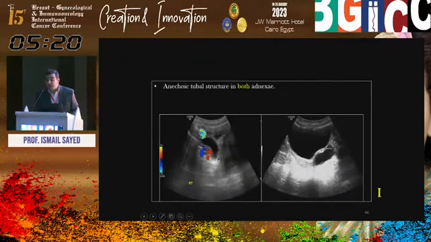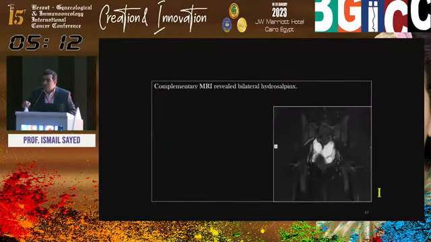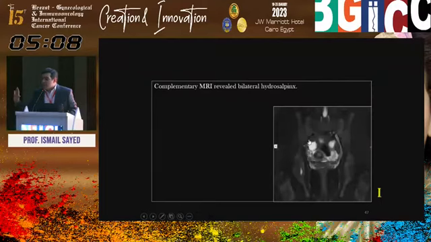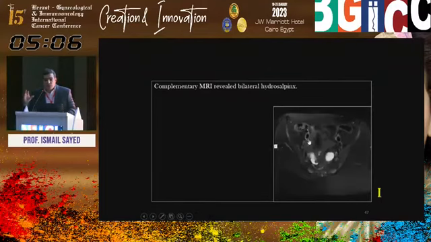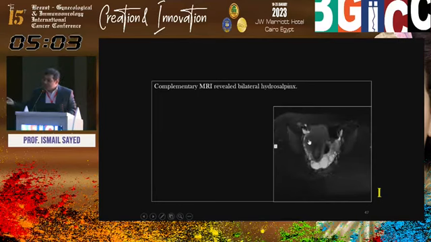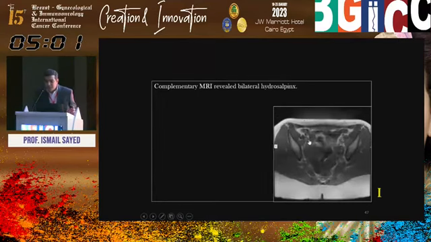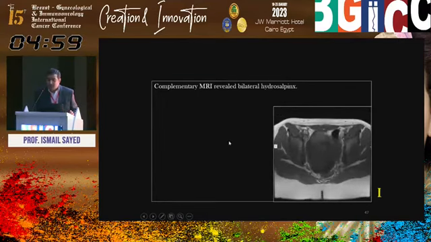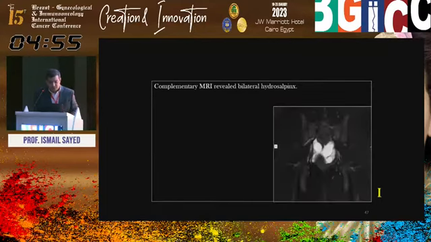This is the right side. Bilateral hydrosalpinx in children? Yes. What is the etiology behind this? Ask about previous operation. The commonest source for occlusion is adhesions. No endometriosis at this age, okay? Dual, left and right, yes.